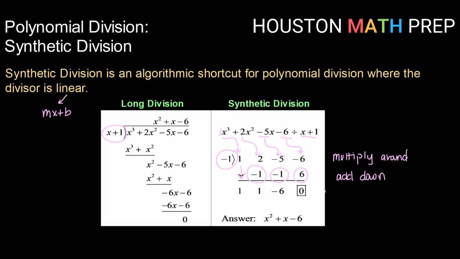Once you have these numbers across the bottom, they're always going to follow the same pattern. This number on the far right is going to be your remainder. Then you go up by a power of x. So here this is your constant term. This would be your coefficient for x to the 1 power, and this would be your coefficient of x squared. So our answer is x squared plus x minus 6. So a bit easier, far less writing, and the same answer, again, as long as your divisor is linear. So let's see it in action.